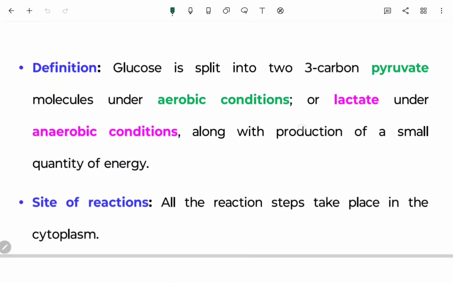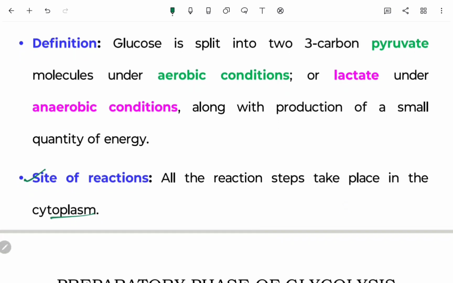Moving on to the definition, glucose is split into two 3-carbon pyruvate molecules, and this happens under aerobic conditions. And in anaerobic conditions, this pyruvate will be converted to lactate, along with the production of a small quantity of energy. So what is the site of reactions? All the reaction steps take place in the cytoplasm.